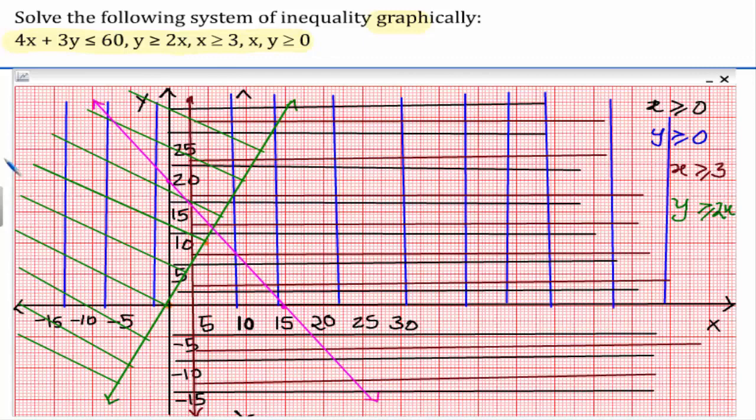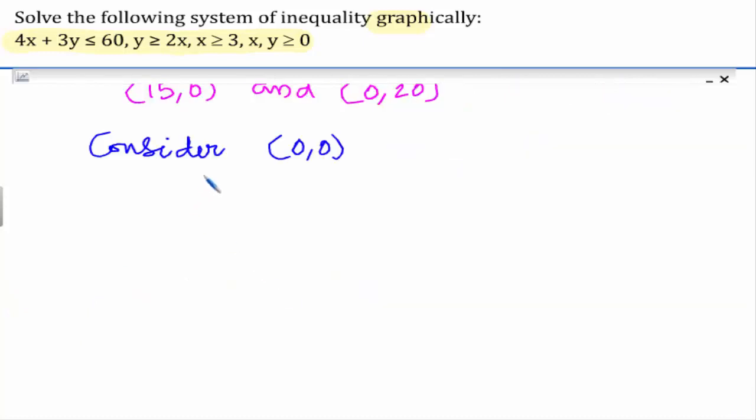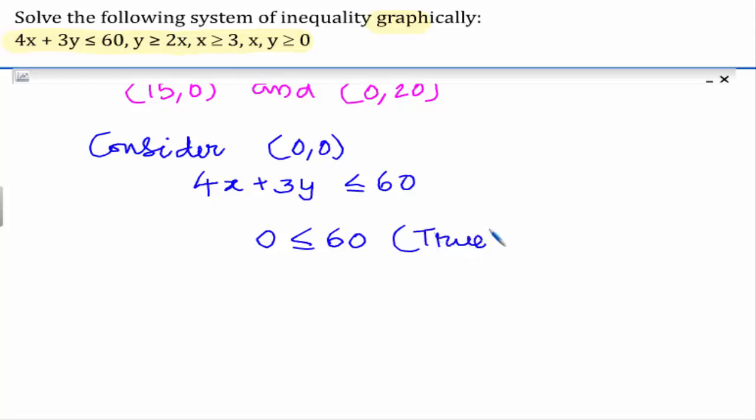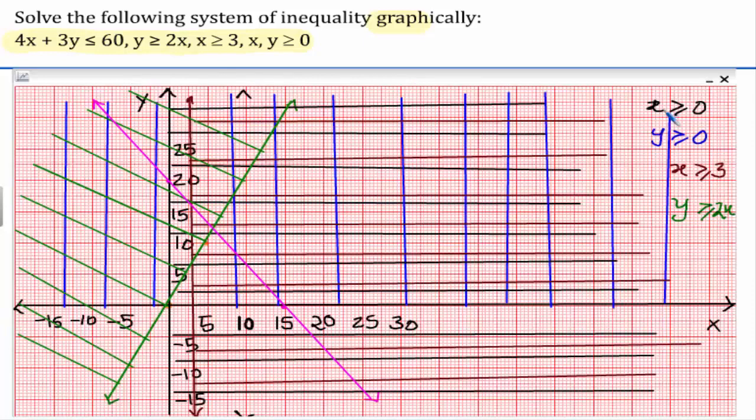Now this line divides the plane into 2 parts. As it is not passing through the origin, let us select the origin and substitute into the inequality. The inequality is 4x plus 3y less than or equal to 60. If I substitute 0 in place of x and y, I get 0 less than or equal to 60, which is a true statement. So therefore, the origin lies in the region. That means we have to draw the lines towards the origin this way.